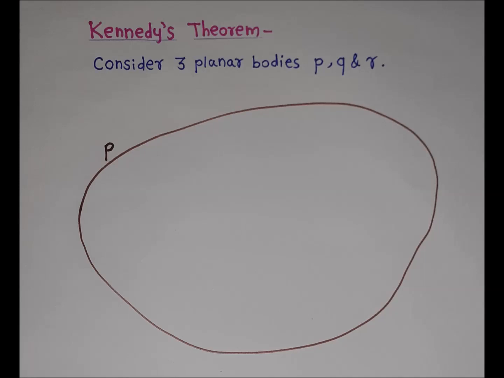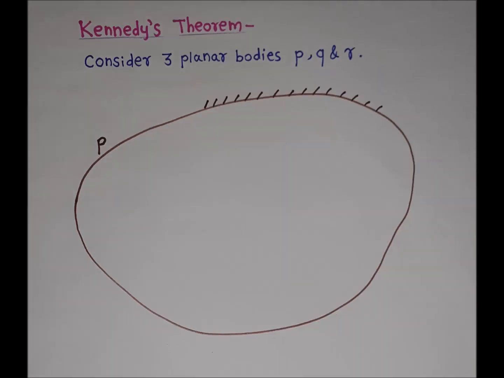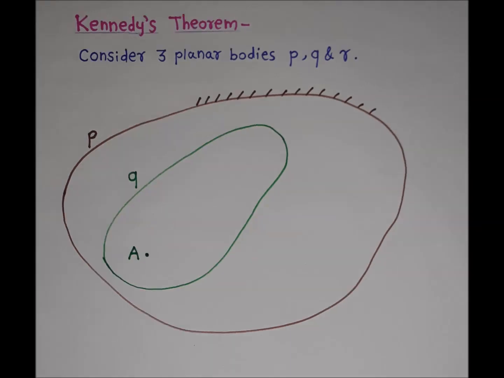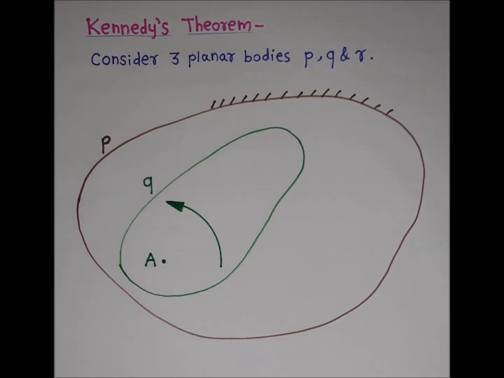In this video, we will go for Kennedy's theorem. Consider three planar bodies P, Q and R. On screen, planar body P is shown and it is fixed. Above it, we are having planar body Q, which is rotating about point A in anticlockwise direction. Means we can say there is a turning pair between planar body P and Q at point A.